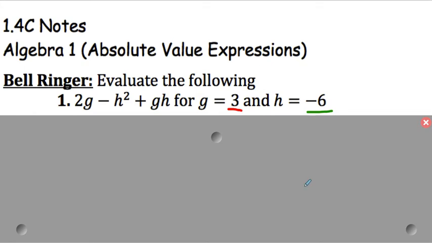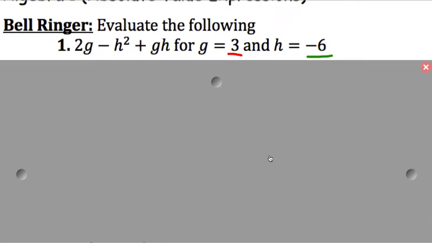All right, Algebra 1. Today in our 1-4C notes, what we're adding to our order of operations is the absolute value function. So basically, we're going to start off with a bell ringer by going over what we went over yesterday, plugging in some numbers into the expression, and then simplifying. So follow with me while I go through this one here.